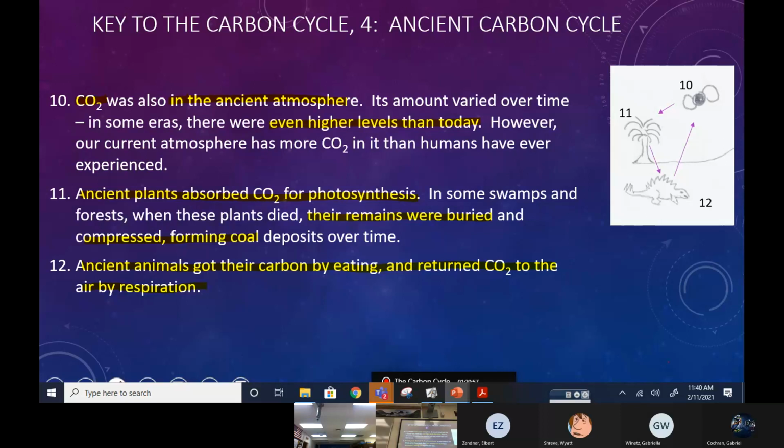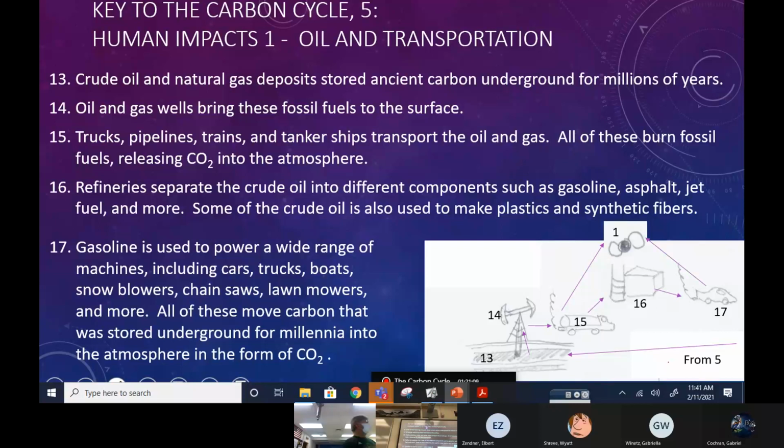All right, so those first four parts were all about the natural carbon cycle. And now we're going to look at how humans influence that cycle in the last three sections. So this one is all about oil and transportation.